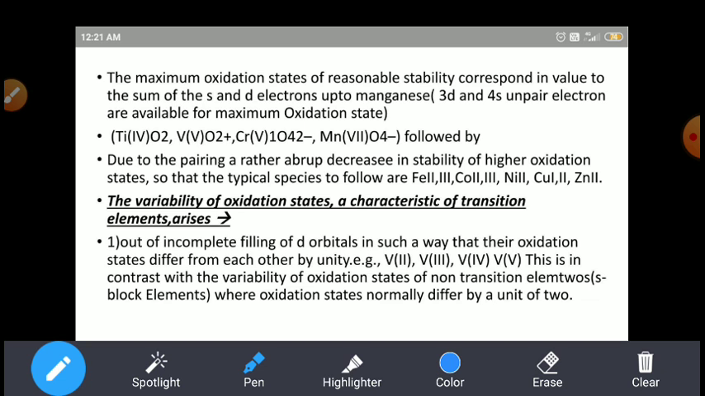So due to the decreased stability of the higher oxidation states, the typical species follow: iron +2, +3, cobalt +2, +3, nickel +2, copper +2, and zinc +2. So here, iron (26).